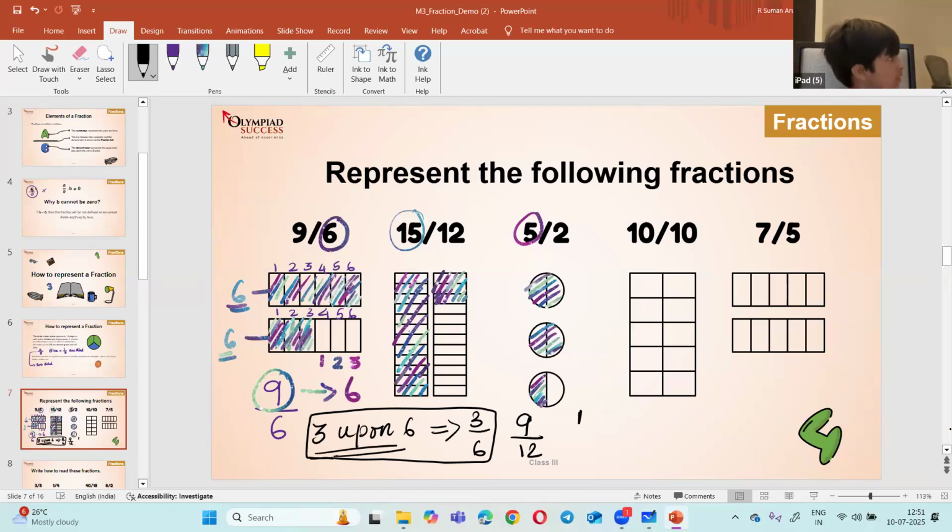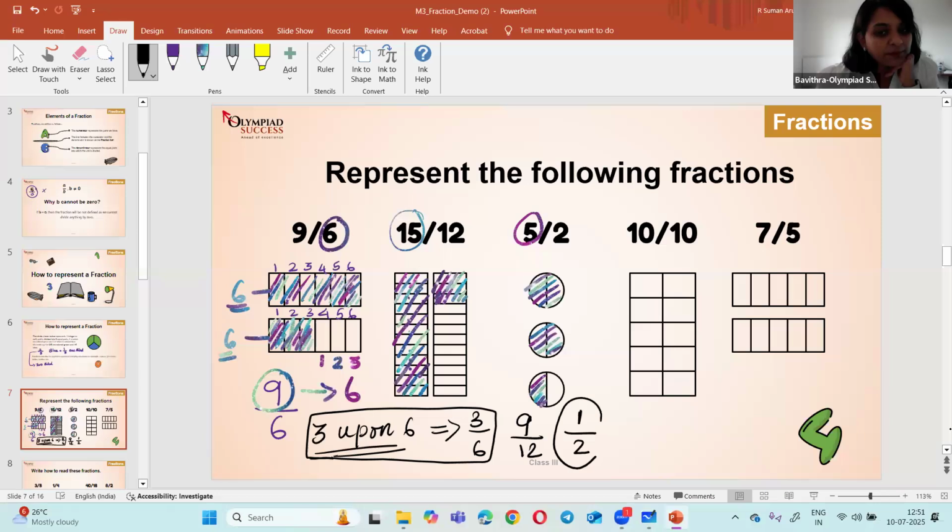What is the total number of parts in one image? 5 is the parts we have shaded here. All right. In this one circle, how many parts is it divided into? 2. Great. So 2 will be the total number of parts. Jaivir, how do you say this whole thing? 1 upon 2. Great. 1 upon 2 or 1 by 2.